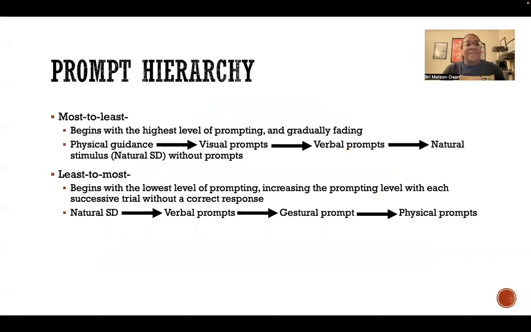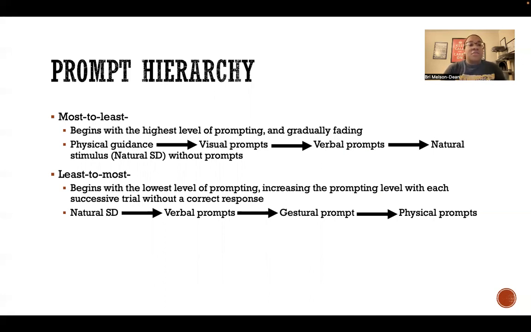Before we get to that, as noted on the visual, there is most to least prompting and least to most prompting. With most to least prompting, this begins at the highest level of prompting and gradually fades until the responses are independent. So typically, most to least prompting starts with physical guidance, then moves to visual prompts, then verbal prompts, and then eventually the natural stimulus or the natural SD can be delivered without prompts, and the learner will give us the correct response.